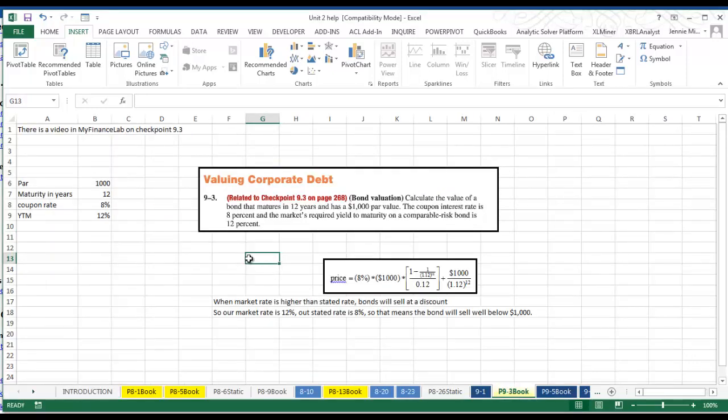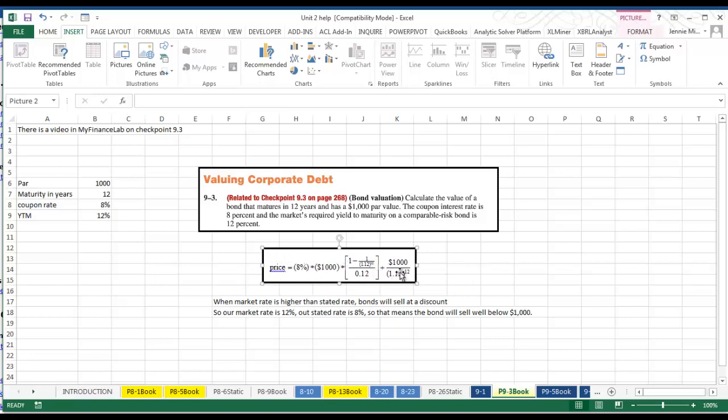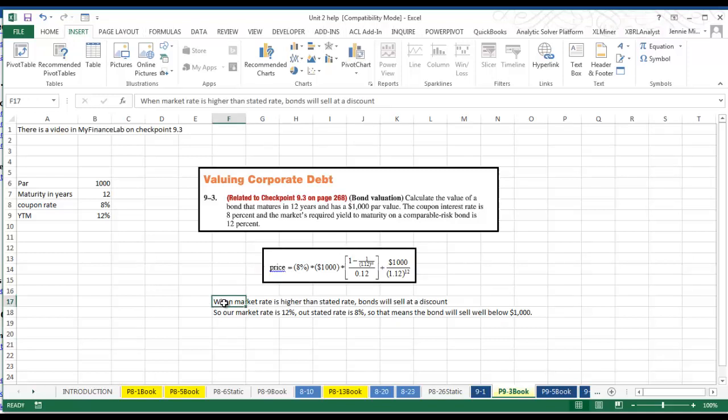In 9-3, you're valuing corporate debt. So we're trying to find what this bond is worth. I've included the formula that's in the textbook, and I'm going to show you a much easier way to do these problems. Just so you remember, here are some rules of thumb.